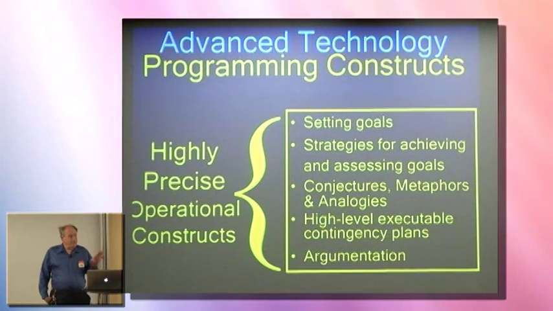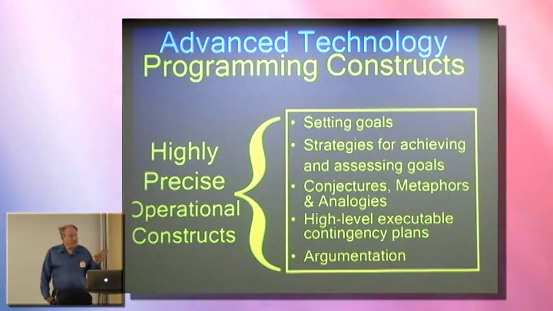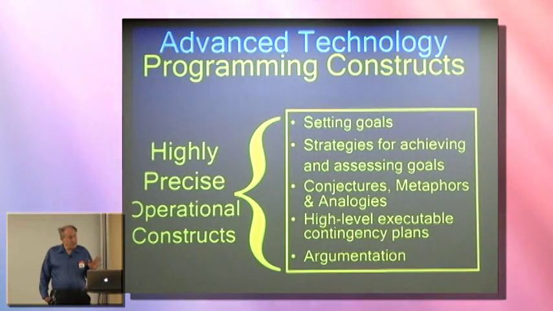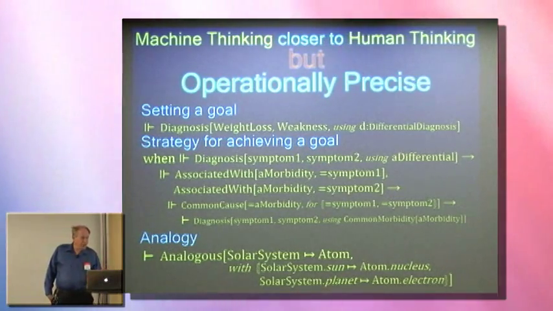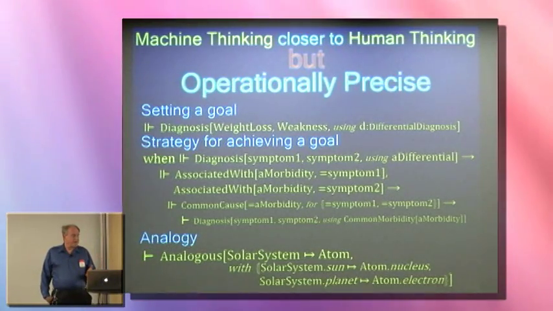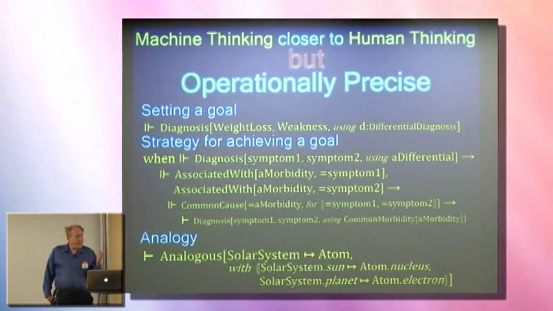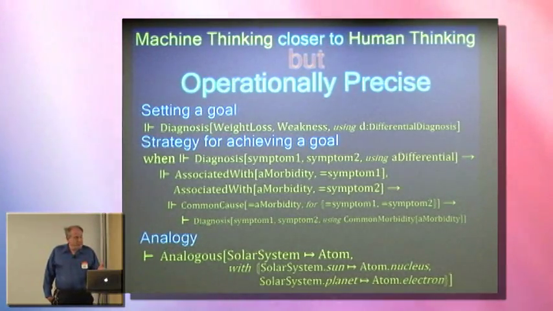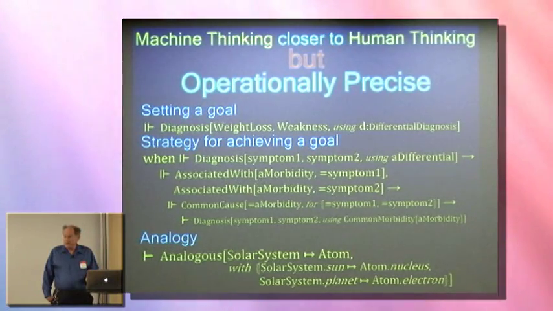We now have highly precise operational constructs in which computers on their own set goals, have strategies for achieving and assessing goals, deal in conjectures and metaphors and analogies, have high-level executable contingency plans, and deal in argumentation. Just to make that a little bit more precise, here is a little bit of code. Just love code, right on a slide. Setting a goal: we set the goal to do a differential diagnosis between weight loss and weakness, okay? And then we have a strategy for achieving that goal. When our goal is to achieve a diagnosis of symptom 1 and symptom 2 using a differential, then set a sub-goal to find some morbidity that's associated with both symptoms, then set another goal to show that this morbidity is a common cause of both symptoms, and then you've achieved your goal.